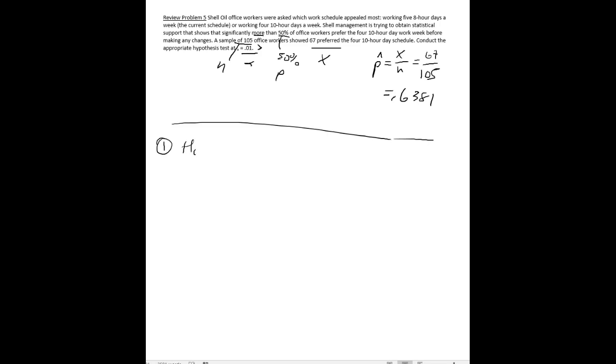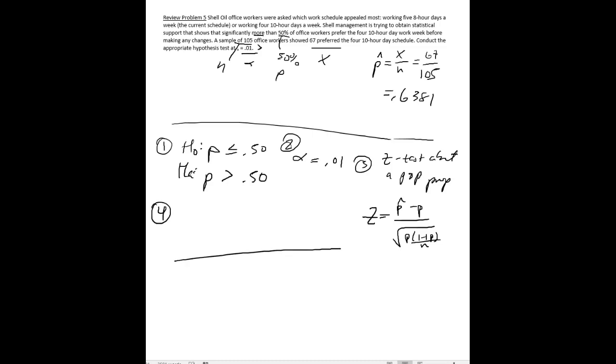So number 1, it's our H naught and our HA. All right, so we're working with proportion, so P. Our assumed proportion is 50%. And then what do we suspect? What are we checking for? We want to check if it's greater than 50%. And thus our status quo is the opposite of that. Our alpha level is given to us in the problem as 0.01, so that is number 2.